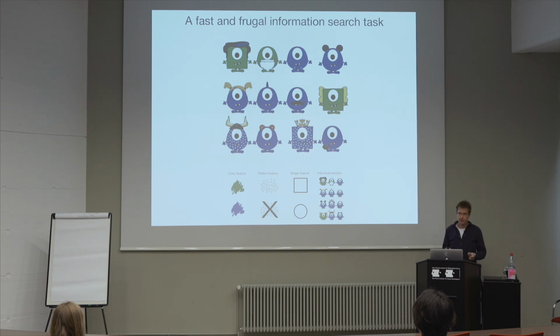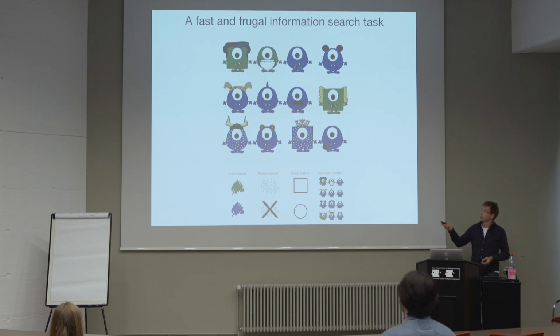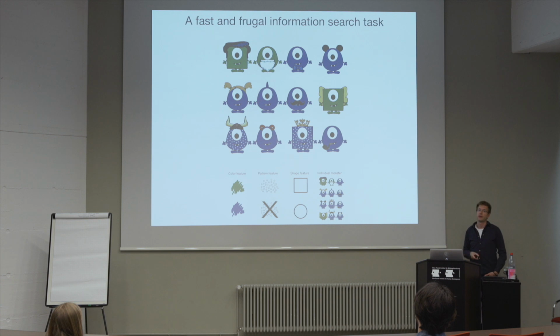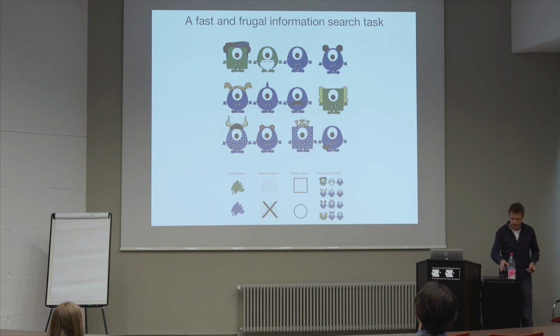What I would like you to think about, just for a few seconds, is with which question would you start? If one of these monsters has been picked at random, with uniform probability over all monsters, your goal is to ask as few questions as possible to identify that unknown target object, and to each question that you ask, I will respond truthfully. You can choose between color, pattern, shape, or query an individual monster. So think about that for a few seconds.